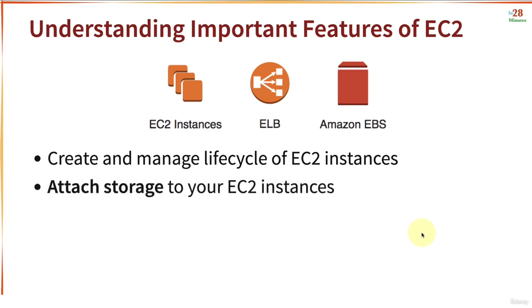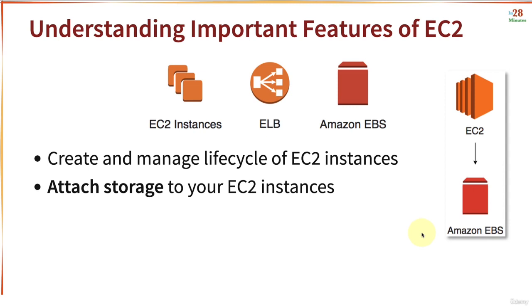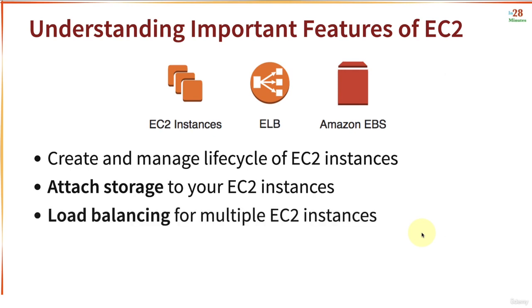In addition, you can also attach storage to your EC2 instances. Typically, your laptop or your computer has a hard disk attached with it. And for your virtual machines or EC2 instances, you'd also want to be able to attach storage to them. That's where you can make use of something called EBS or Elastic Block Store. You can make use of EC2 to create Elastic Block Store instances and attach them to your EC2 instances.